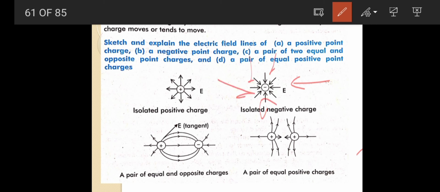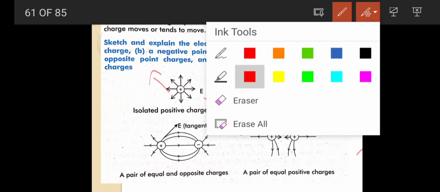These are imaginary lines which we have developed in order to understand the electric field concept. If there is a positive point charge, electric field lines diverge from the center of the charge. If the charge is negative, then electric field lines will go into the center of the charge. You can observe here.